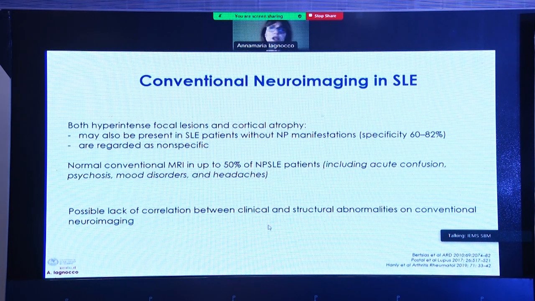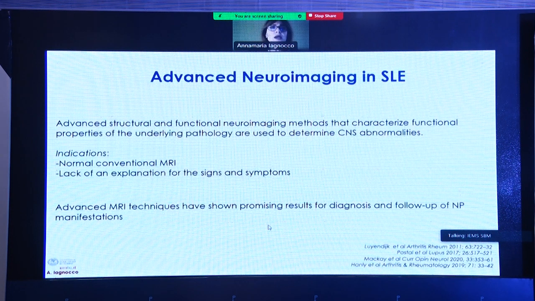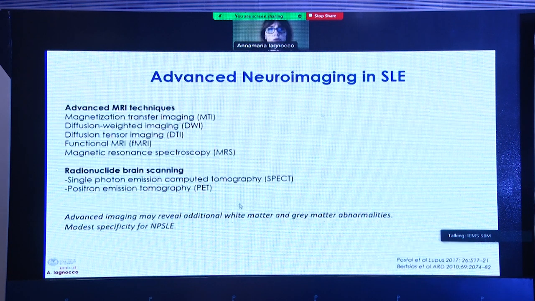Both clinical and structural abnormalities of conventional neuroimaging. So advanced neuroimaging has been applied, and it can be used when we have a normal conventional MR, but there is a lack of explanation for the signs and symptoms that are present in the patient. These advanced MR techniques appear to show promising results, but they still have no clear applications in all cases, and they are not completely validated.